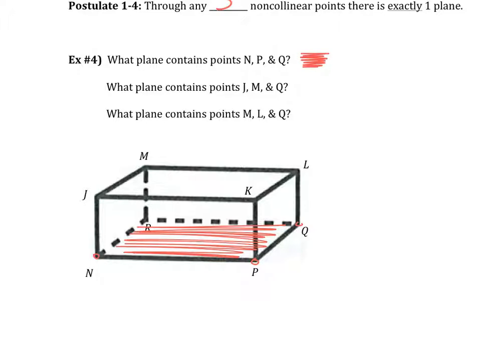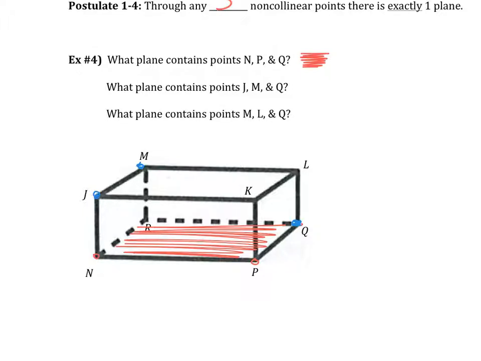What plane contains J, M, and Q? And this one always throws some people off a little bit. What's the issue here? It's not a plane that's drawn in, right? It's cutting through the rectangle, like from J to N to Q. Not necessarily horizontal, more it's on a slope, right? It's diagonally. There you go, cutting through. So you have J, you have M, and you have Q. What would be the 4th point that would work well with that?